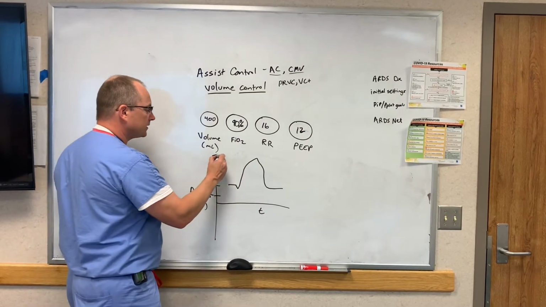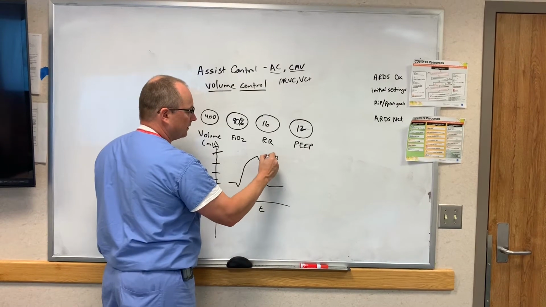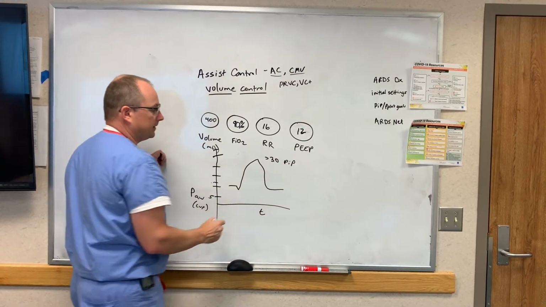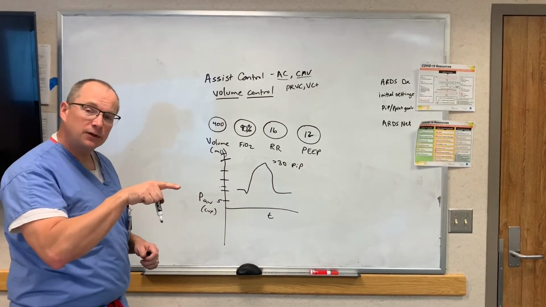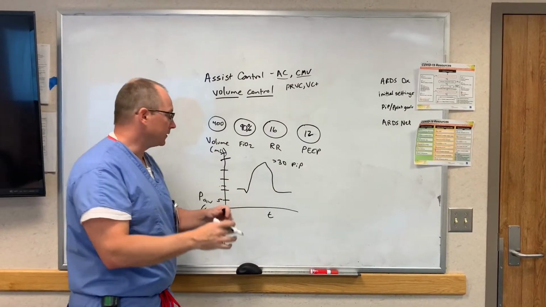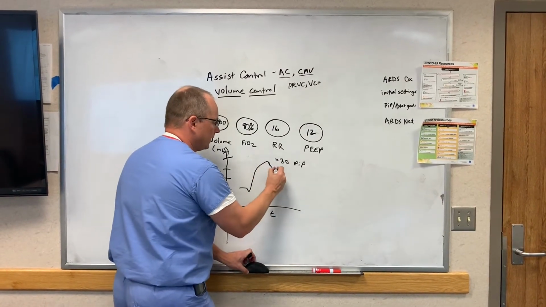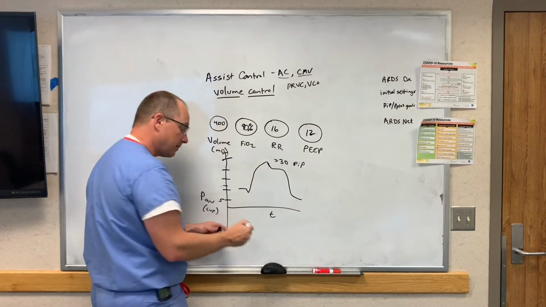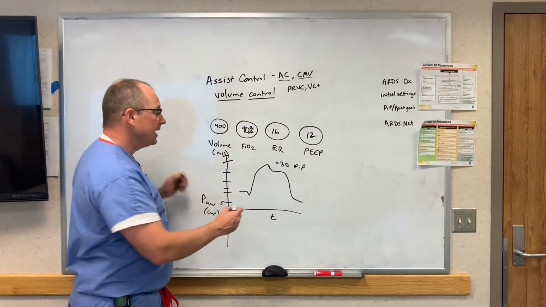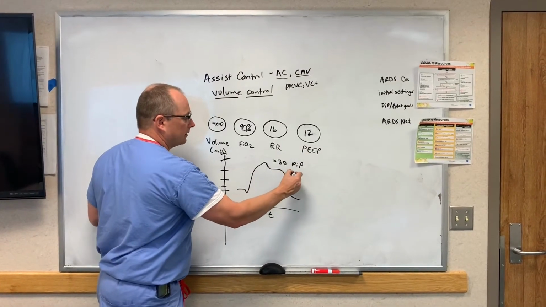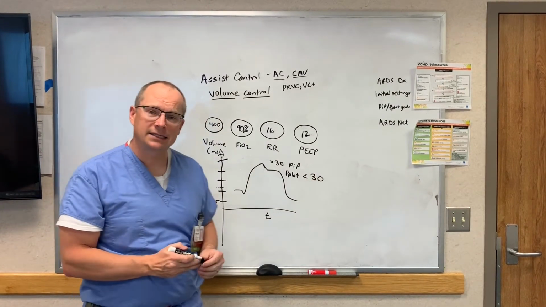Now, once we start to get above 30 on the peak inspiratory pressure, we really need to check what the plateau pressure is. We would do an inspiratory hold, stop flow for a second, and see what the plateau pressure is. A respiratory therapist can do that for you. If your peak pressure alarm is going off at above 30, it's time to take a look at a plateau pressure. And overall, our goal in ARDS is a plateau pressure of less than 30.